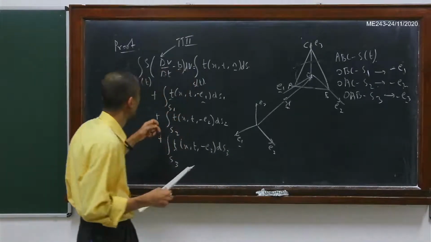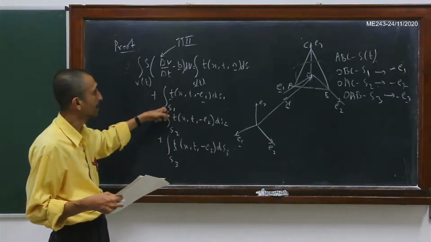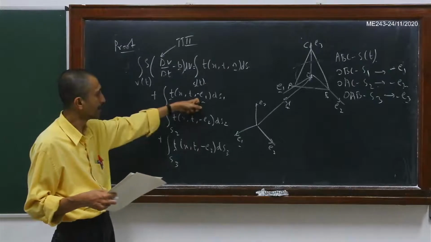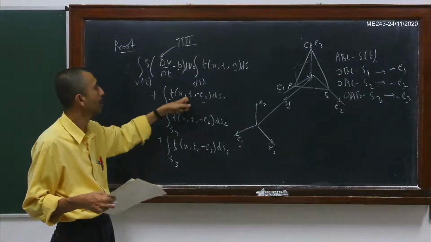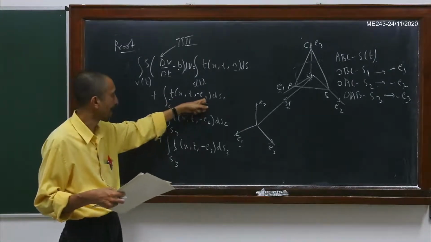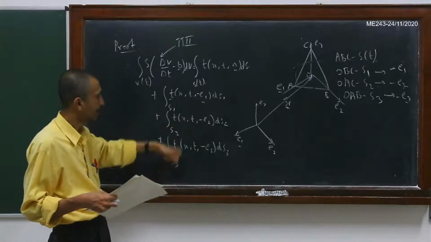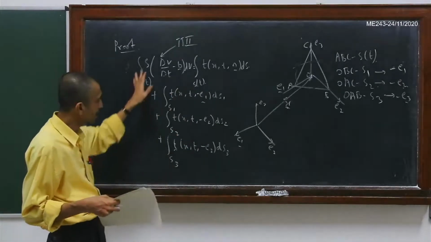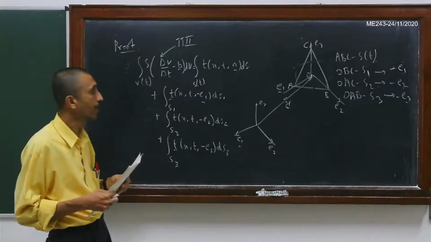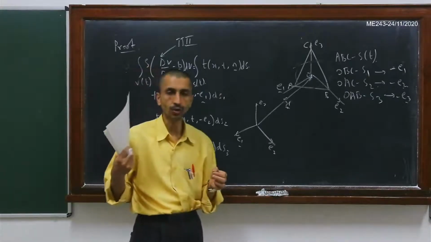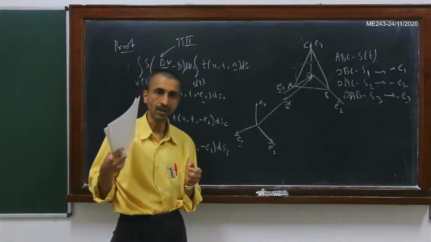Now the traction on this S1, because the normal is along minus E1, will be T of x, t, minus E1 times this, and so on, and similarly for the other surfaces. So this is your balance of linear momentum. Now what you do is that basically you shrink this tetrahedron to a point.